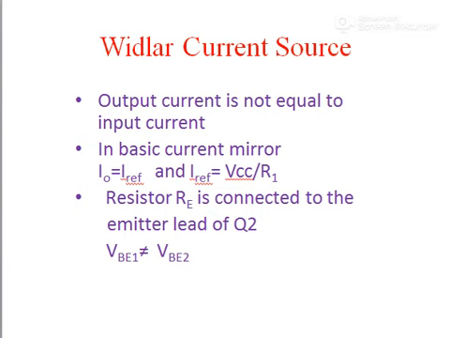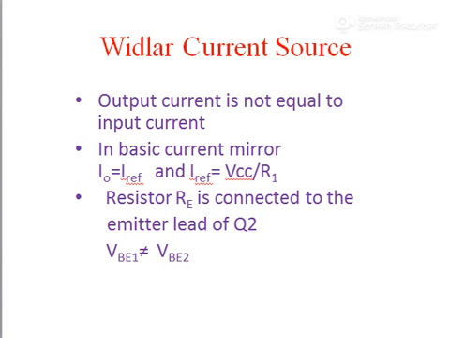We already discussed in the previous video that in a basic current mirror, the output current I0 is equal to I reference, and I reference is given by VCC by R1. This means that when we need an output current source of value I0 equal to the input bias current, then I reference is given by VCC by R1.